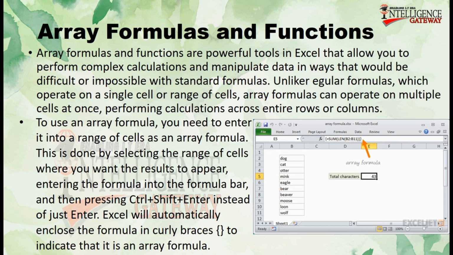you need to enter it into a range of cells as an array formula. This is done by selecting the range of cells where you want the results to appear, entering the formula into the formula bar, and then pressing Ctrl plus Shift plus Enter instead of just Enter. Excel will automatically enclose the formula in curly braces to indicate that it is an array formula.